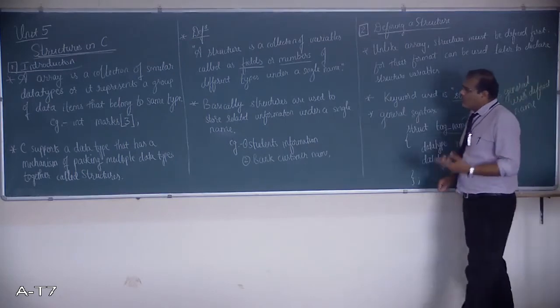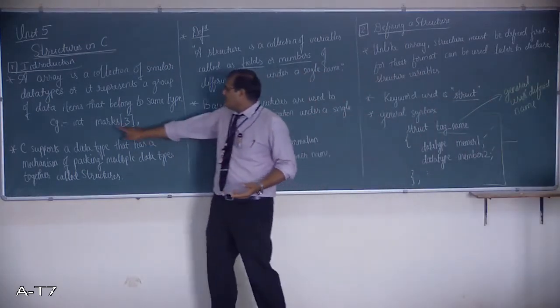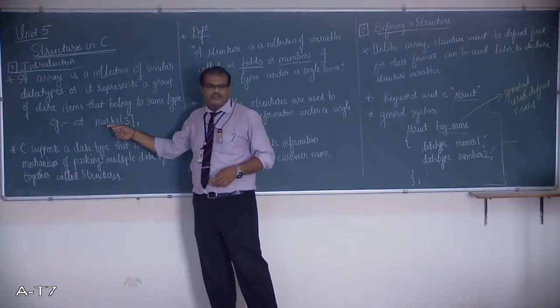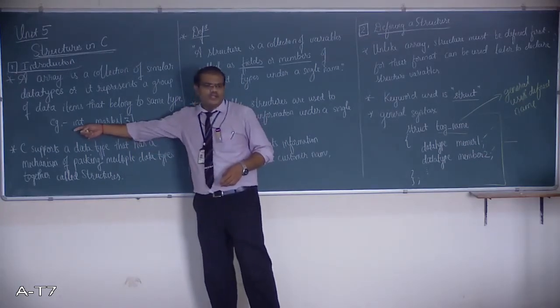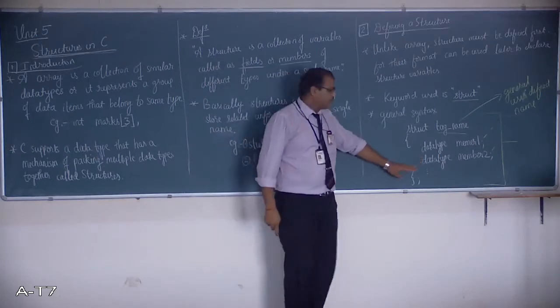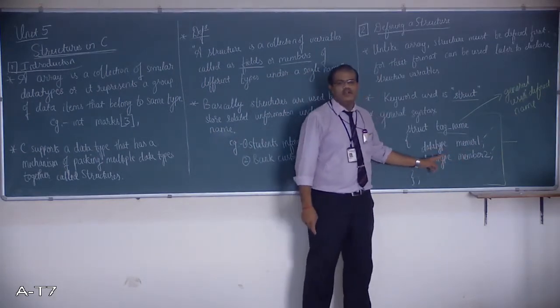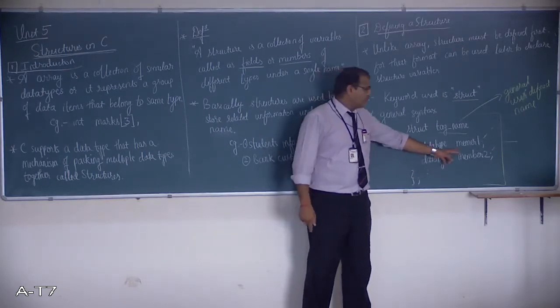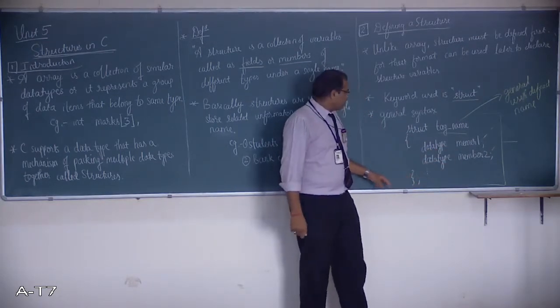Now, we can see here that marks is an array of 3 which holds only integer data type. Here it doesn't happen like that. The data types are differing here. They may differ, so the members can be of any data type.